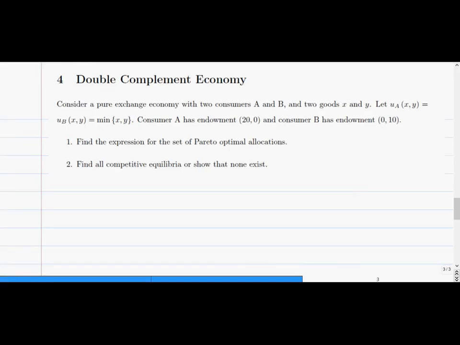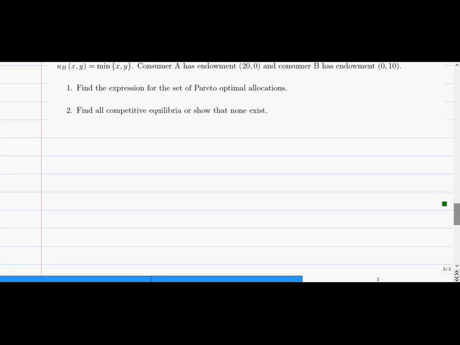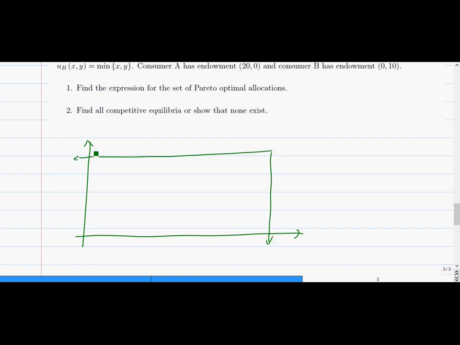So the problem here is a pure exchange economy with perfect complement utility consumers. We do this exactly the same way as we normally do it. The algebra is not harder, but maybe a bit trickier to realize what's going on. We have 20 units of x and 10 units of y in total, so it's not a square, it's a rectangle, which makes this question 10 times harder.